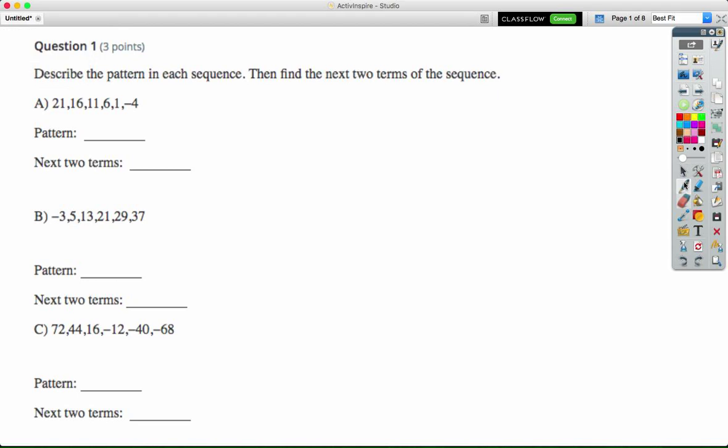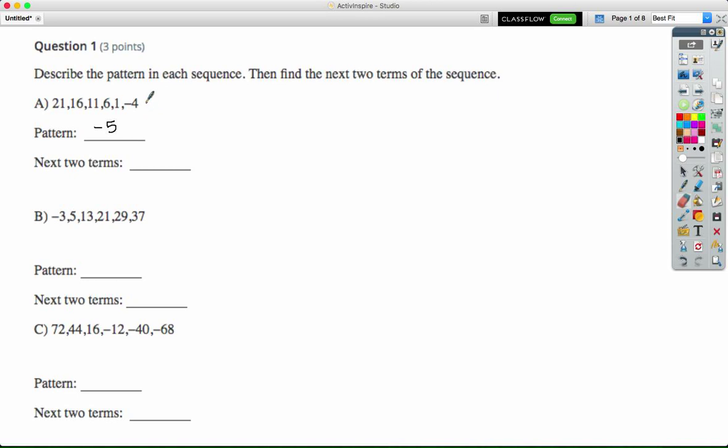This is homework from October 9th, 4.1 practice on arithmetic sequences. Question number 1 asks you to describe the pattern in each sequence, then find the next two terms of the sequence. So part A, if I look at the pattern and I go from 21 to 16, 16 to 11, 11 to 6, I can see that it is going down every time. So my pattern or my common difference is minus 5.